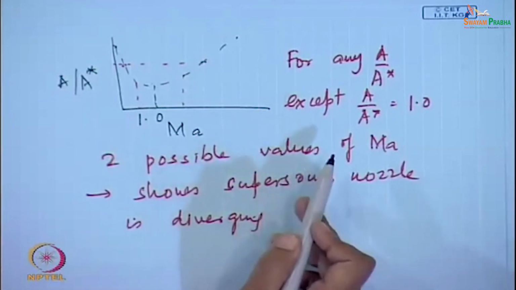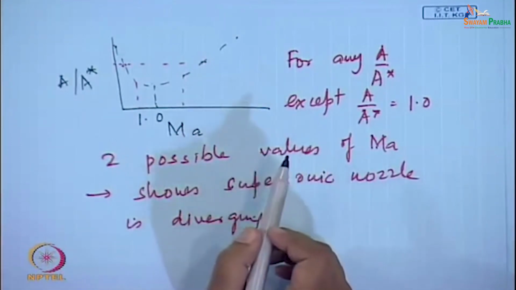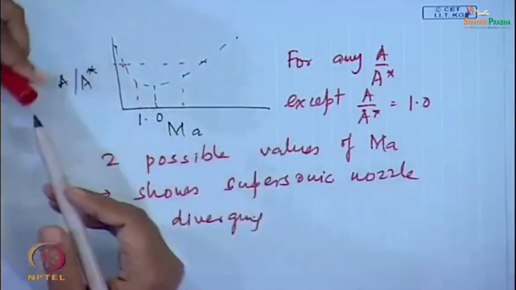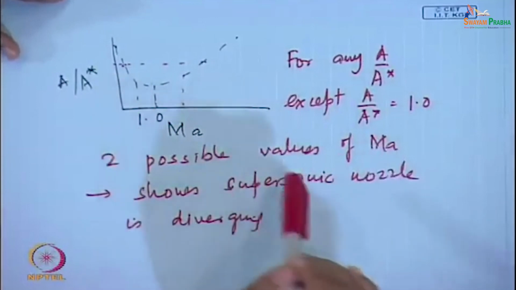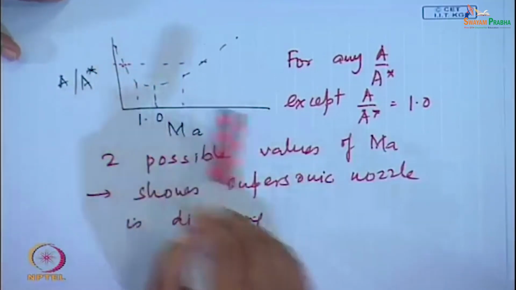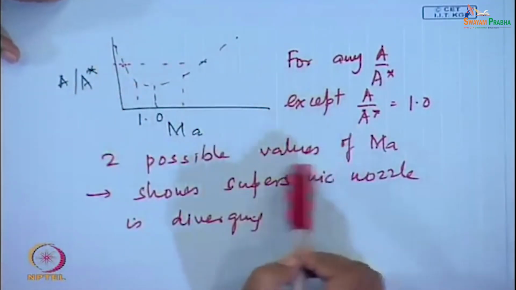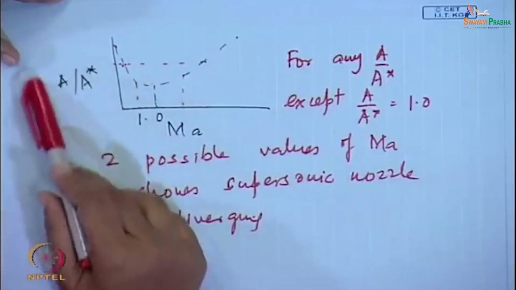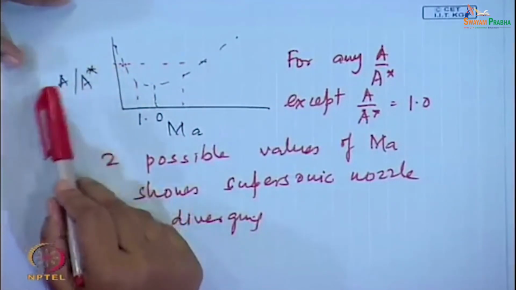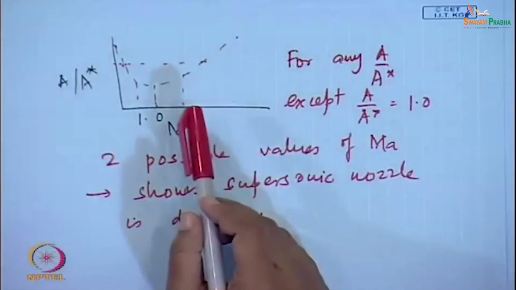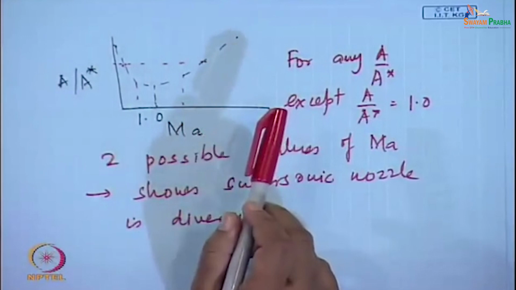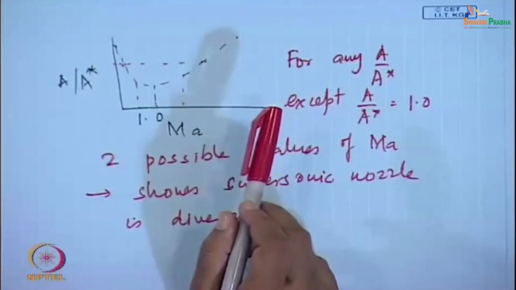So, from here we find why A by A star is so very important. For any particular Mach number there is one unique value of A by A star, but for any A by A star there can be two values of Mach number, except for the condition of Mach number equal to 1.